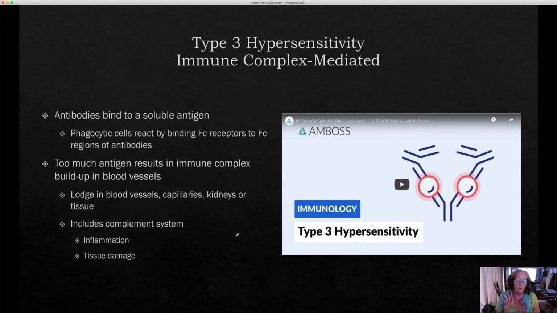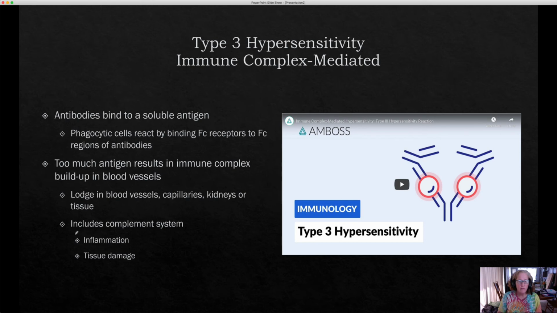Now, type 3 is what we call immune complex mediated. Here, antibodies will bind to an antigen that is soluble. This is similar to the reaction we looked at in the titer, where we had precipitation. We had that immunoprecipitation reaction. When antibodies bind to a soluble antigen, this will cause reaction of phagocytic cells, and they'll react by binding with their Fc receptors, that constant region of the antibodies. And when this complex gets too large, it results in an immune complex, and these immune complexes can start to build up and start causing issues in the circulatory system.